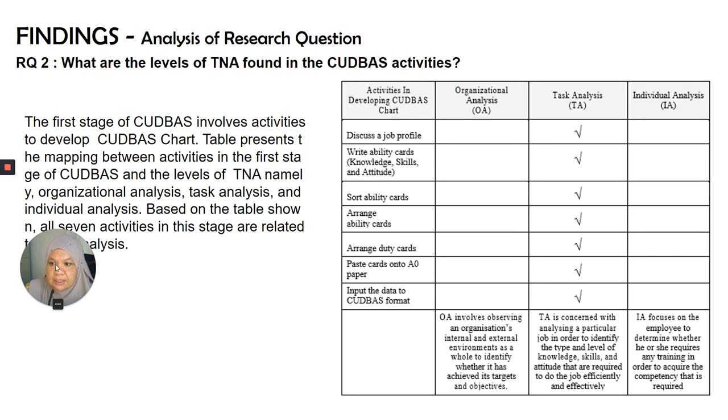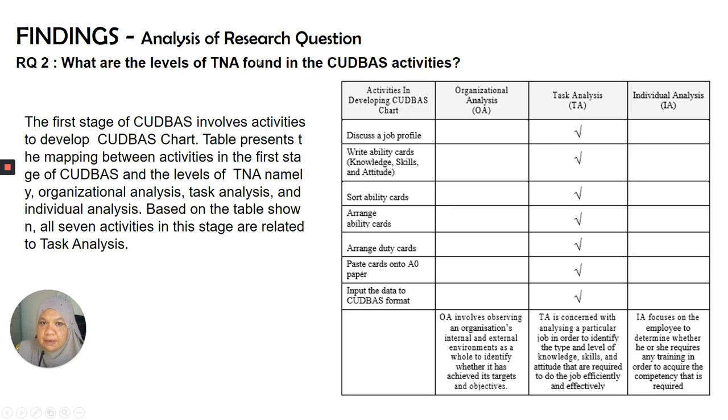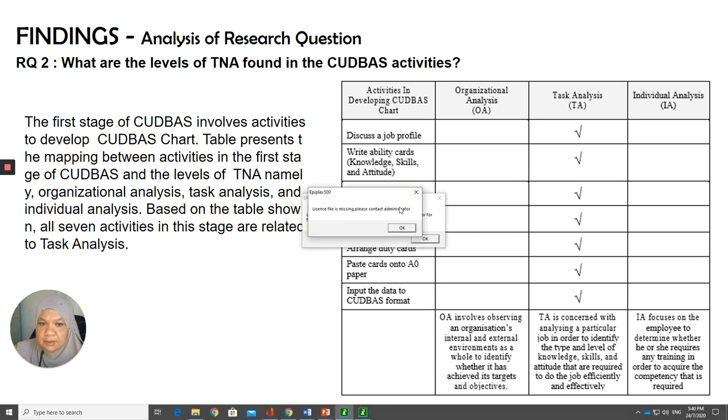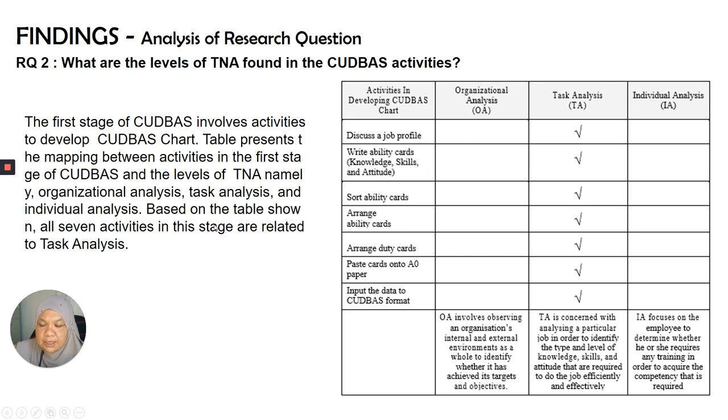For my second research question, what are the levels of TNA found in Cudbas activities? Cudbas has 4 stages in its method. The first stage involves activities to develop the Cudbas chart. These activities are at organization level analysis, or task analysis, or individual analysis. Based on the table, all 7 activities in stage 1 are related to task analysis.